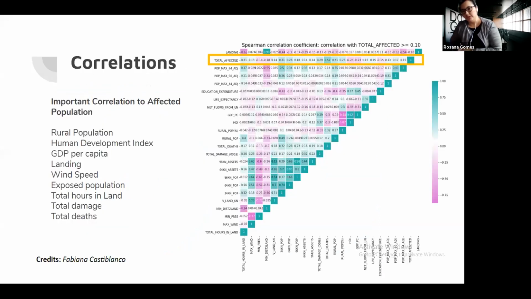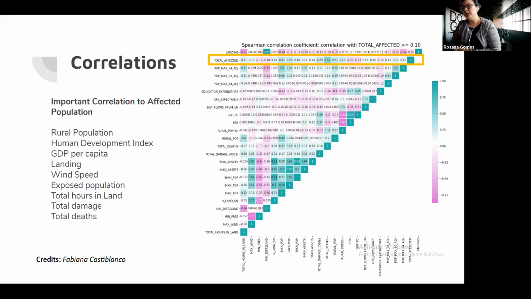So I won't go into much detail about this, but as I mentioned, we collected around 45 features, and we are obviously not going to use all of them. We need to find the ones that are relevant, the ones that can be important for determining the total affected, that is highlighted in this slide in yellow. So just to guide you through this plot, we are looking for correlations, and the more green the colors are, it indicates a strong correlation. So we can see, for example, there is a strong correlation between rural population and landing and wind speed and exposed population and so on.